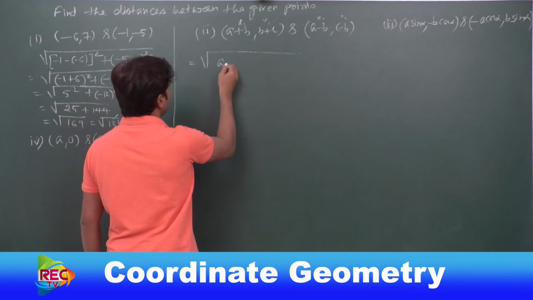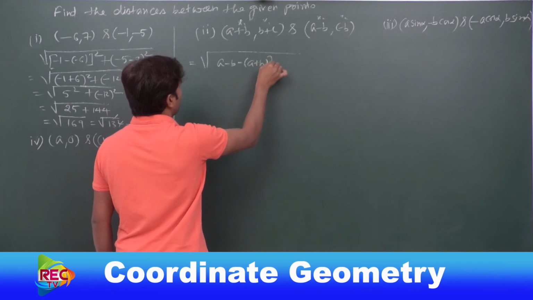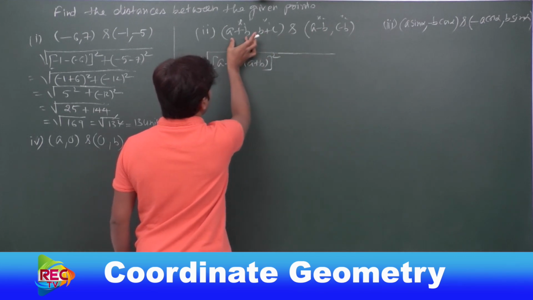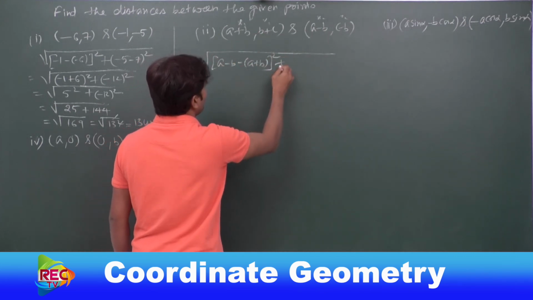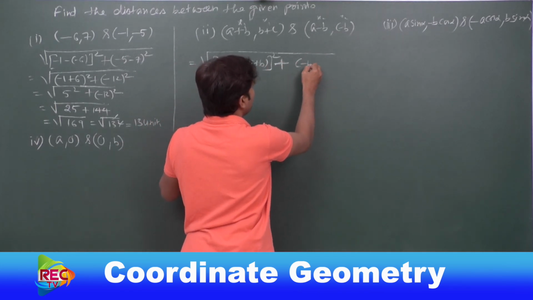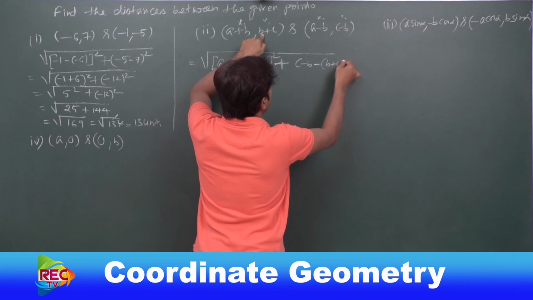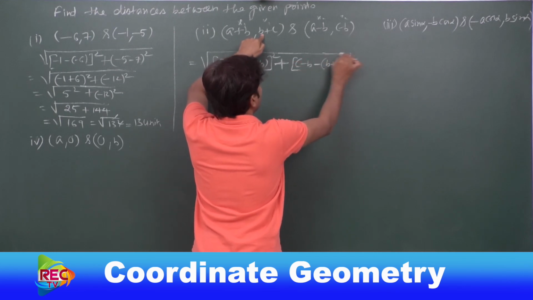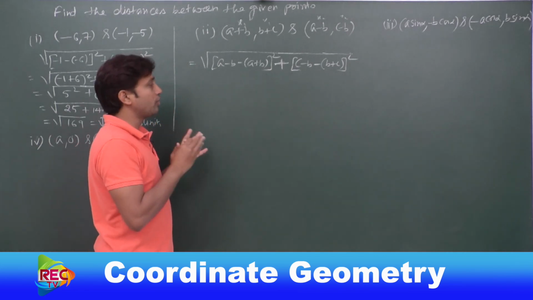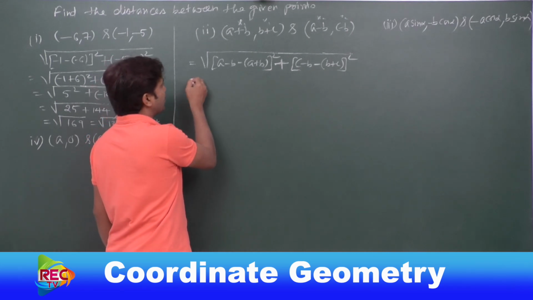So what is (x2 minus x1) whole square? x2 would be a minus b, minus of (a plus b), to this whole square. Now what is (y2 minus y1) whole square? y2 would be c minus b, minus y1, that would be minus of (b plus c), put this whole square. So (x2 minus x1) whole square plus (y2 minus y1) whole square. We just wrote the formula and substituted the values in the formula. Now let us do the simplification.